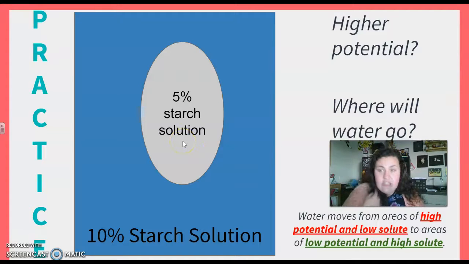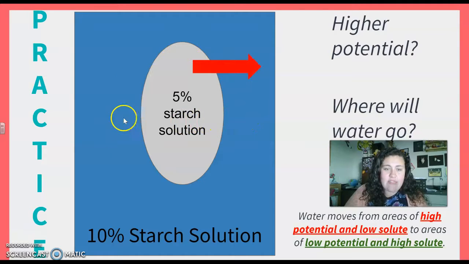So if I have this situation where I have a 5% starch solution inside and a 10% starch solution outside, what I really have is 95% water and 90% water. So which has the higher potential? Well, it's the outside. Wait, no, it's the inside, excuse me. Water will move outside. So this has the higher potential because it's 95% water, and they want to get to be equal. So water will move out of this cell to try and dilute this solution out here.